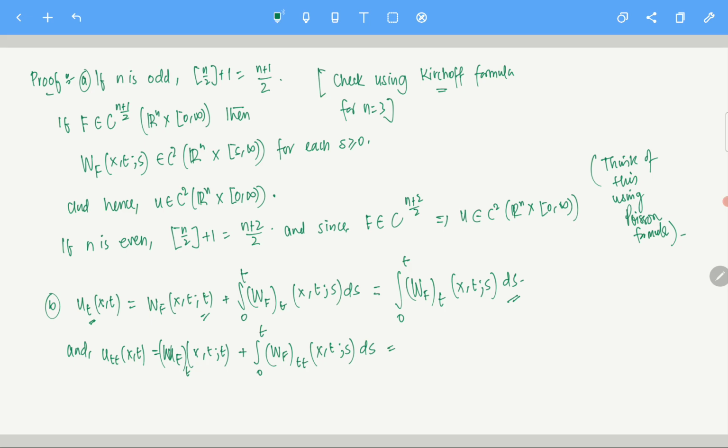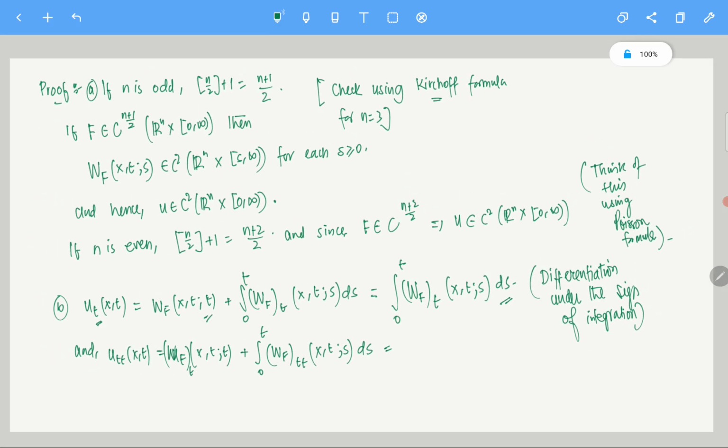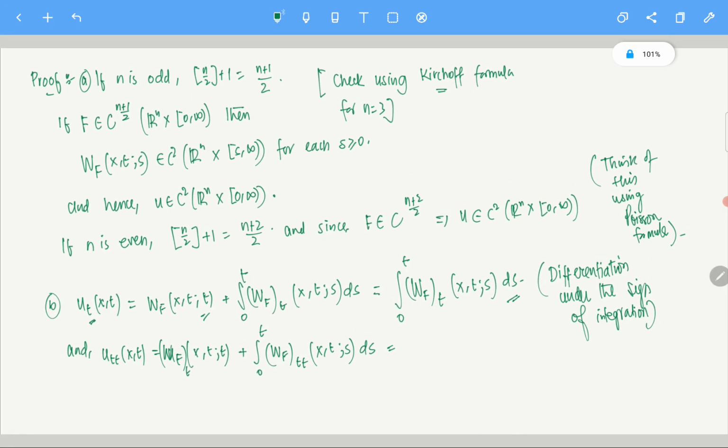So I think this is clear. I'm not doing anything, but I'm just doing differentiation under the sign of integration. Clear? I'm just using this thing in both the cases, that's all. Okay. Where am I? u_tt is this, right? Okay, so this is fine.